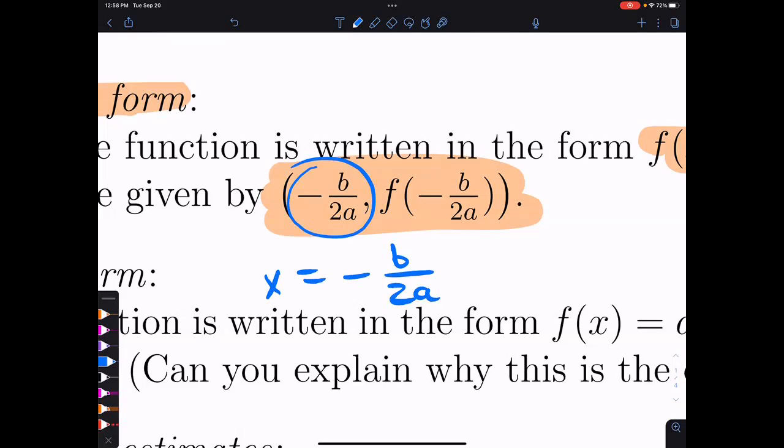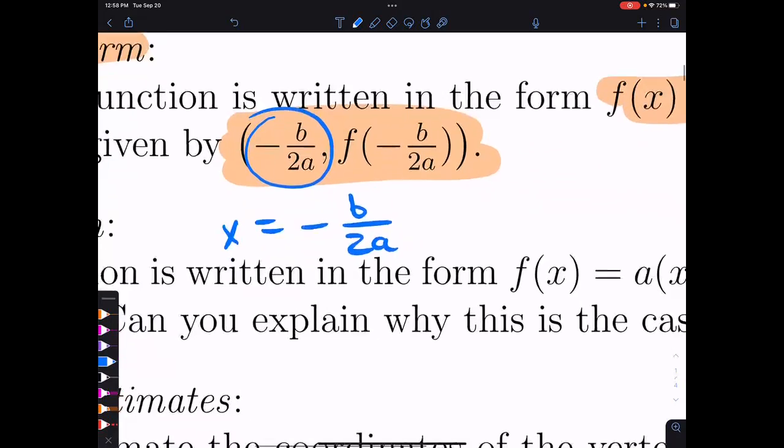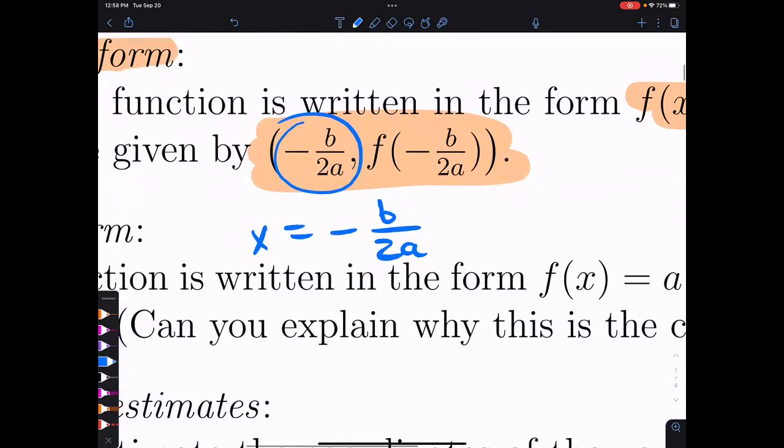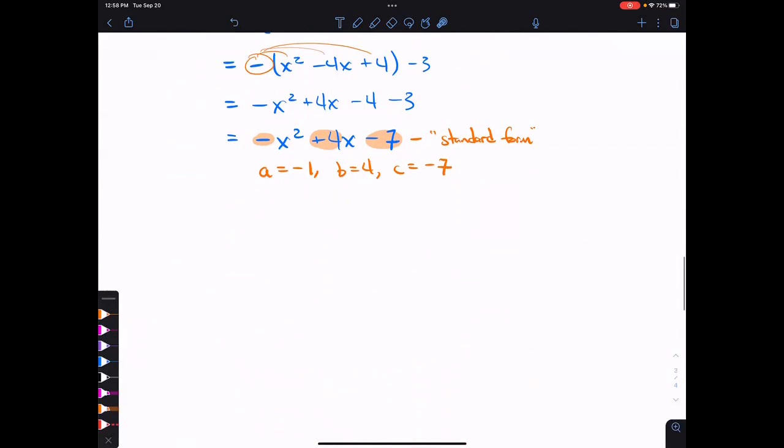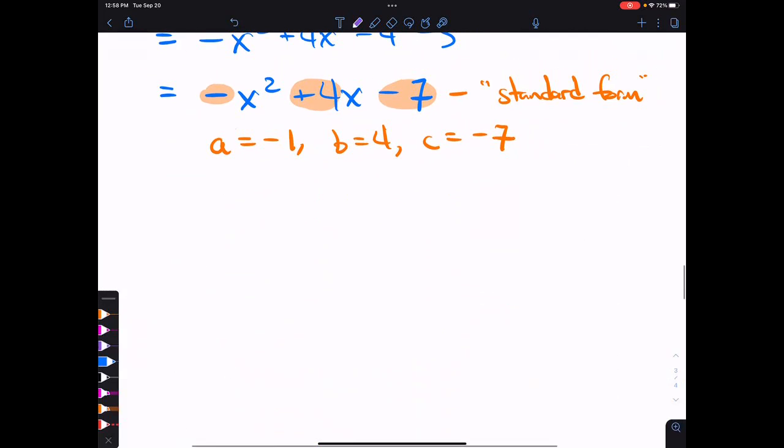That tells us where it is. The second part of that, the f of negative b over 2a, that's just finding the y that goes with it, right? That's just plugging it back into the function. So really this here, that's the only thing that we're trying to memorize or remember. Negative b over 2a. And again, by the time you do it 3 or 4 times, you'll have it memorized whether you want to or not.